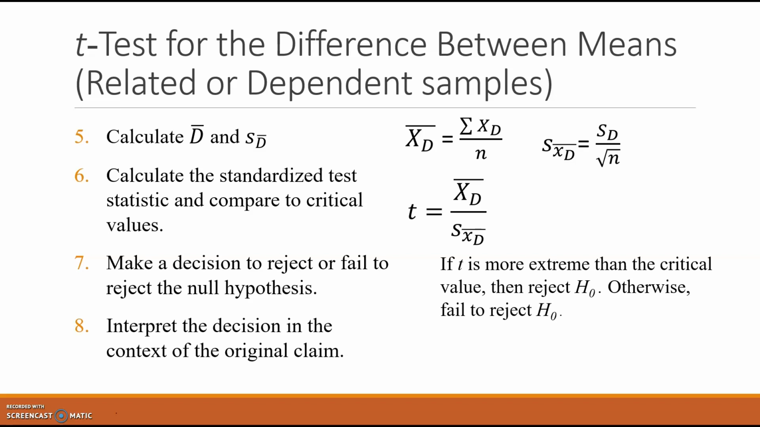Make a decision to reject or fail to reject. Once you compare your t-value, if the t-value is more extreme than the critical value, then you're going to reject the null. Otherwise, you're going to fail to reject the null. And then interpret it. Say, well, it looks like there isn't a difference, or it looks like there is a difference with this significance. It's plugging numbers into a formula, and once you know what the numbers are, and you're not frightened off by S sub X bar D, it's not nearly as bad as it might seem.